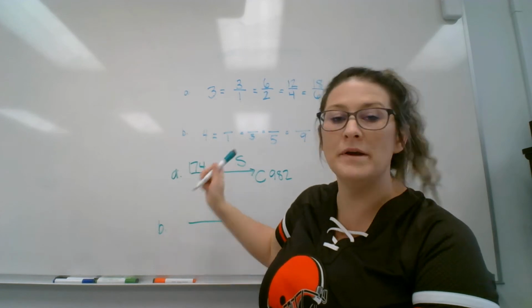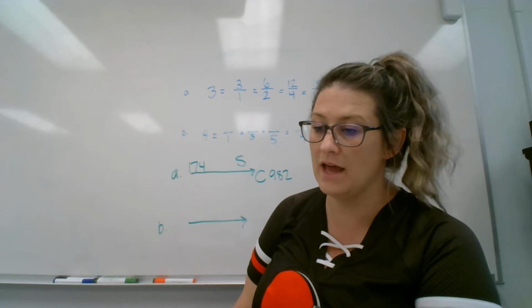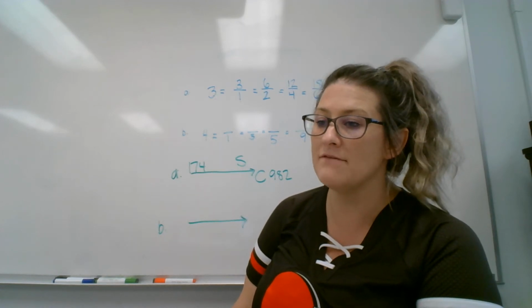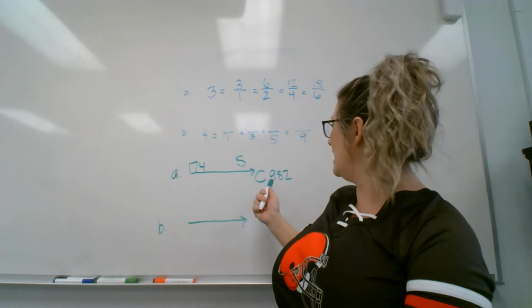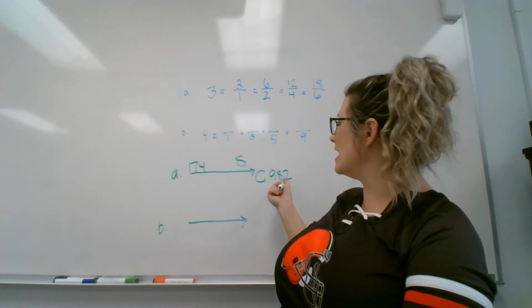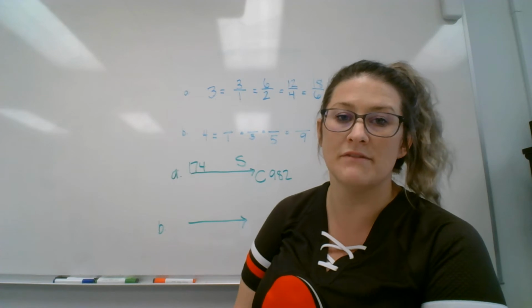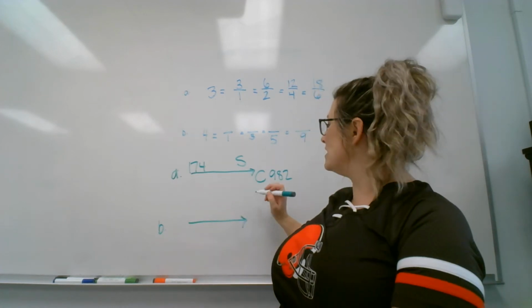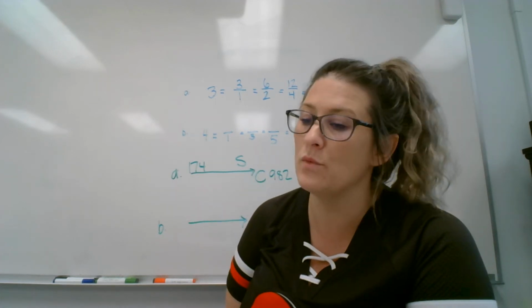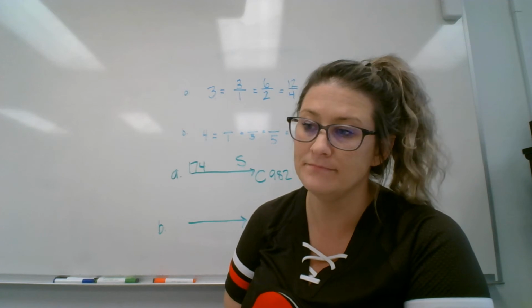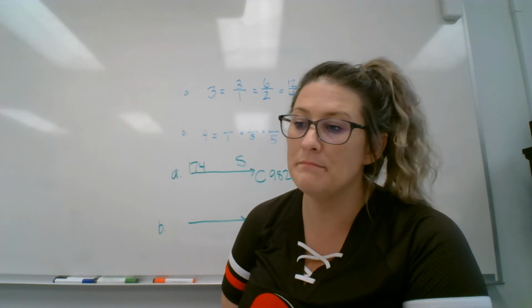Now I have enough in my number family to be able to answer, to find out how many sheep I have. I'm going to go ahead and subtract 174 from 982. When you find your answer, make sure you label it with sheep. Problem B.